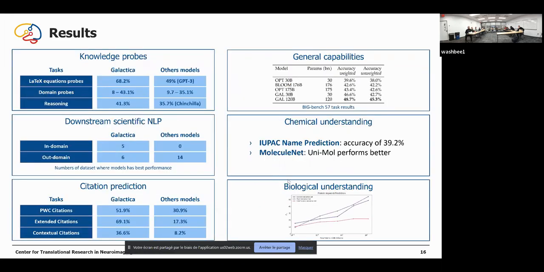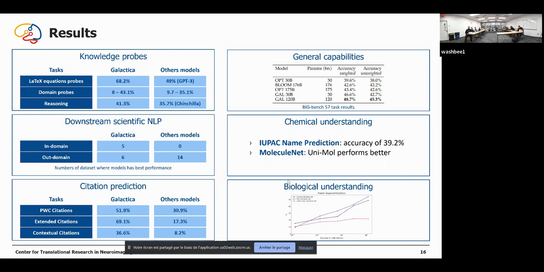Because Galactica is a large model for science, there are a lot of ways to interpret results from it. I tried to summarize each result on this slide. So there are six main ways to evaluate these models. The first one is on knowledge, on the main knowledge.